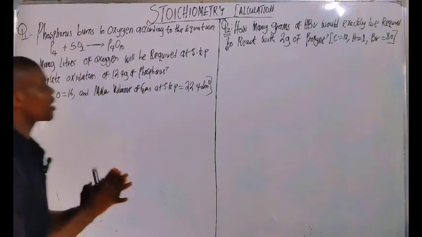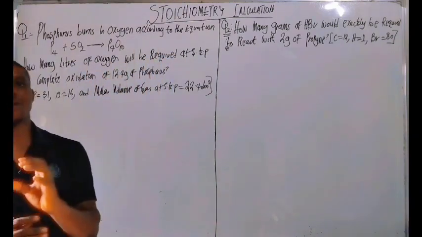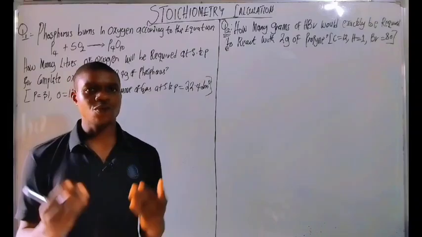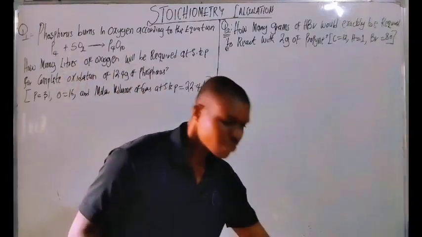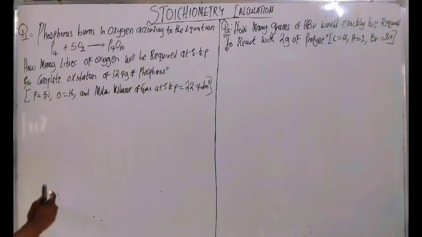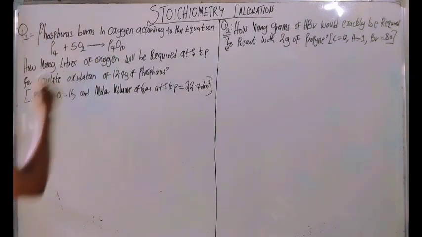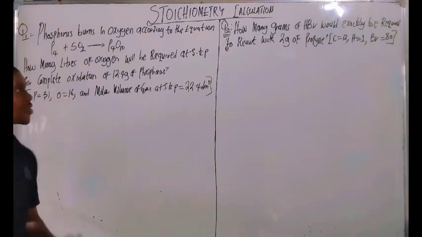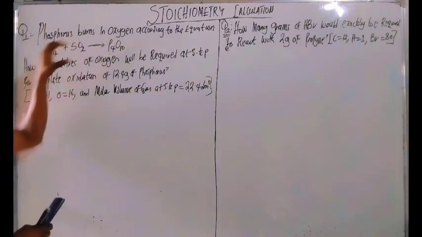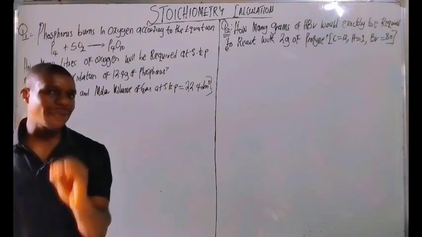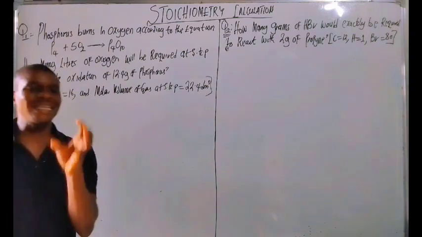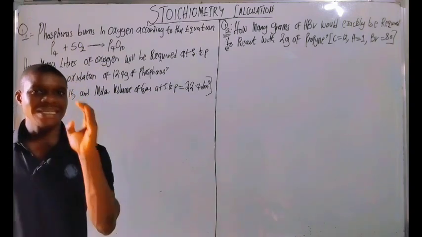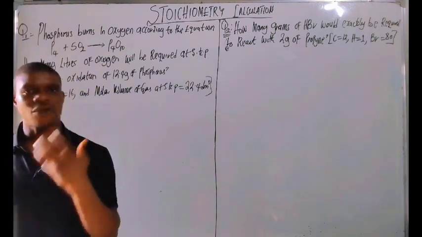So now let's take a look at these two questions. These two questions are a very good start when it comes to stoichiometry calculation. Please follow me closely as I explain. Here we have phosphorus burning in oxygen according to the equation P4 plus 5O2 giving P4O10, that is, phosphorus burning in oxygen to produce phosphorus oxide. So this is the balanced chemical equation, and it has already been given to us, so we don't need to stress ourselves to get it.